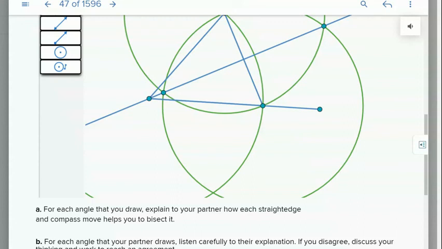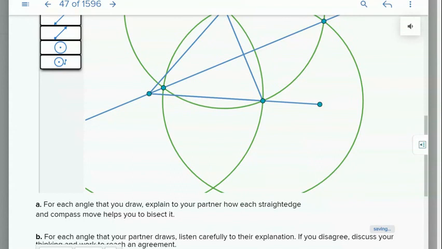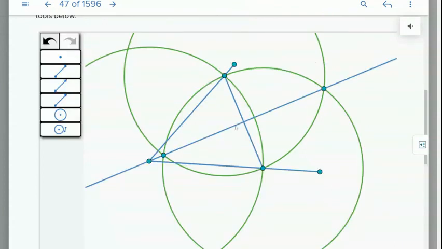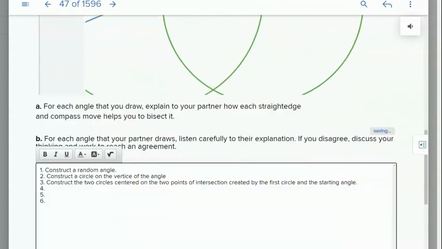Step 3, construct two circles centered on the two points of intersection created by the first circle and the starting angle. Step 4, if there was a step 4, step 5, basically you just want to go through until you list out every step that I did already for you, but I definitely want you to do it on GeoGebra. That way you can get practice.